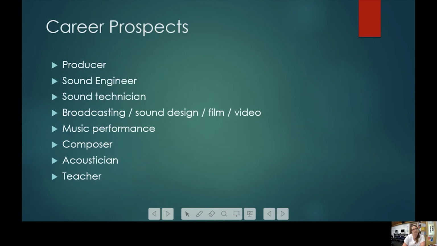So what career prospects might you have if you choose to further study music technology? Well, you could be a producer, a record producer, sound engineer, sound technician, anything in broadcasting, sound design, film, video. Obviously, perhaps you're still doing a lot of music performance alongside that. So as well as studying music technology, creatively actually using the computer, you might also be a performer yourself, composer, acoustician, even a teacher.